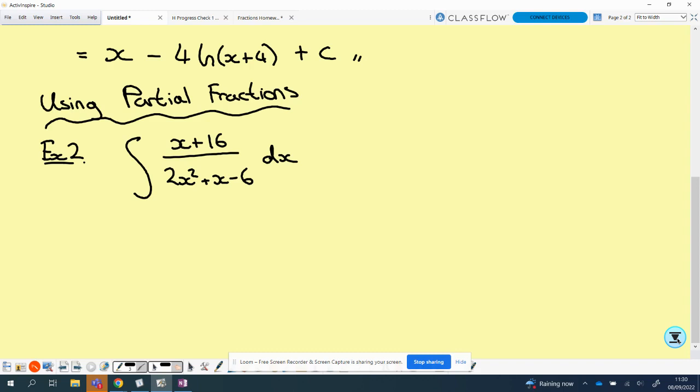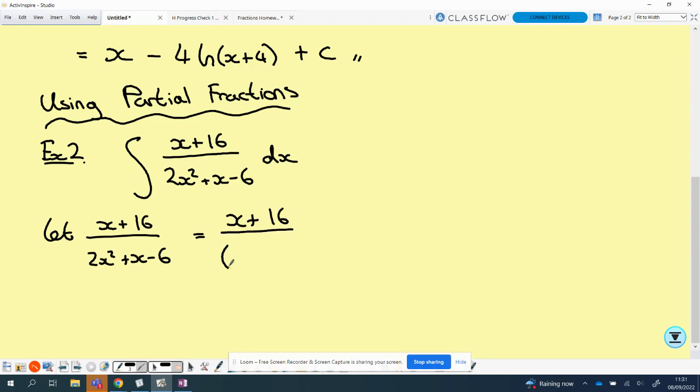So the only thing we can do is try and see if we can split this up using partial fractions. So we'll let x plus 16 over 2x squared plus x minus 6. And our job is to try and split this into partial fractions. First of all, I need to factorise the bottom, the denominator. Okay, so trinomial, so we should get 2x and x. If you do that properly, what goes into the brackets becomes 2x minus 3 and x plus 2. Okay, so that's the factorised form of the denominator.